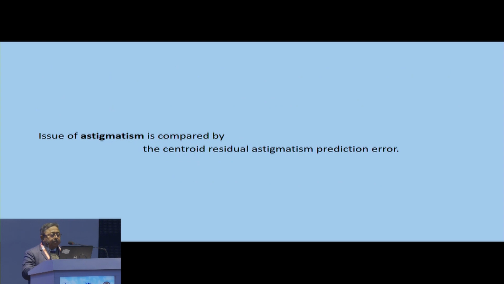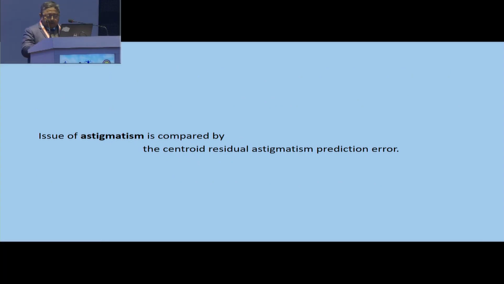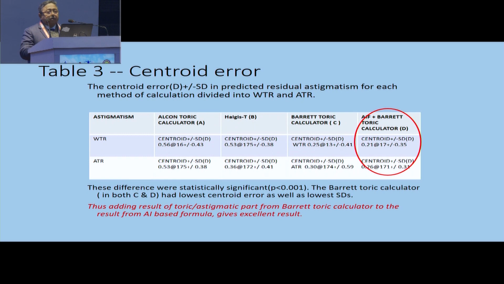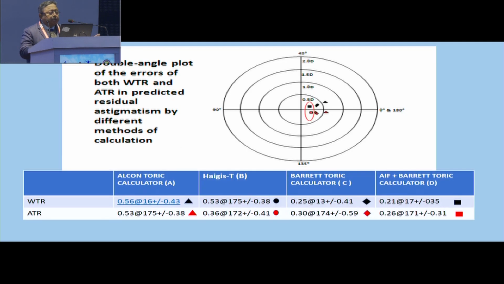Astigmatism is compared by the centroid residual astigmatism prediction error. Here again, the artificial intelligence formula along with the Barrett toric calculator gives the minimum centroid error with and without WTR and ATR. So it is very good for the calculation if you use the artificial intelligence based formula with the Barrett toric calculator. Here the same thing is shown in the double angle plot graph. Here the red circle shows the minimum error. Here again the artificial intelligence based formula with the Barrett is very good.